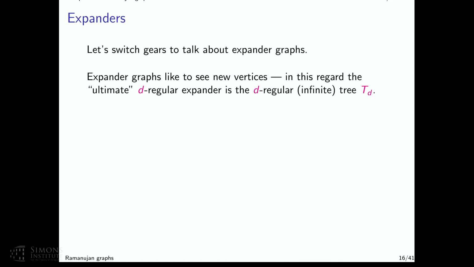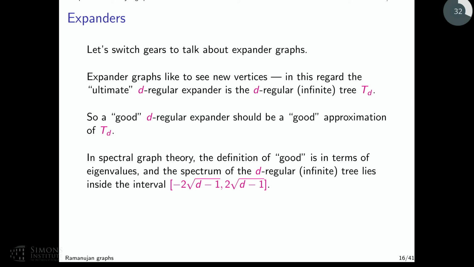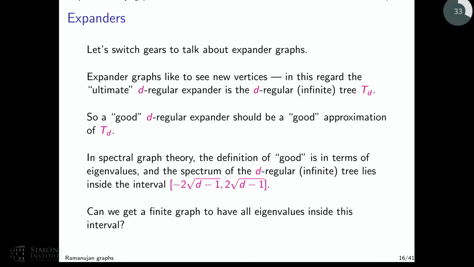And Will mentioned earlier that sort of the ultimate expander graph is the d-regular infinite tree, right? And so in some ways, when we're talking about what makes a good expander, we should be asking what makes a good approximation of this tree as a finite graph. And of course, in spectral theory, our definition of good is going to be in terms of eigenvalues. And it turns out that the spectrum of the d-regular infinite tree lies inside this interval minus 2 square root of d minus 1, 2 square root of d minus 1. So the question is, can we get a finite graph to have all of its eigenvalues inside this interval?